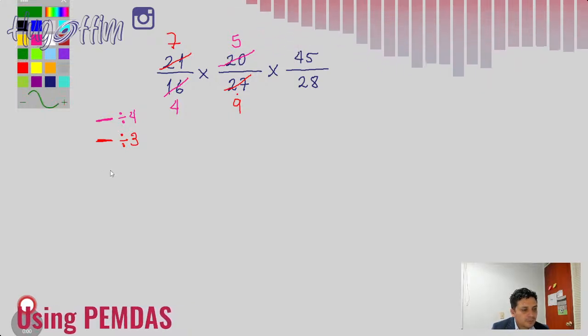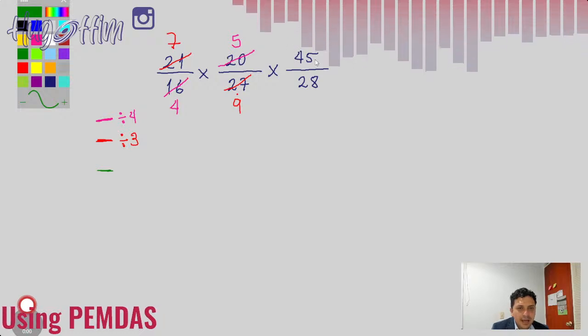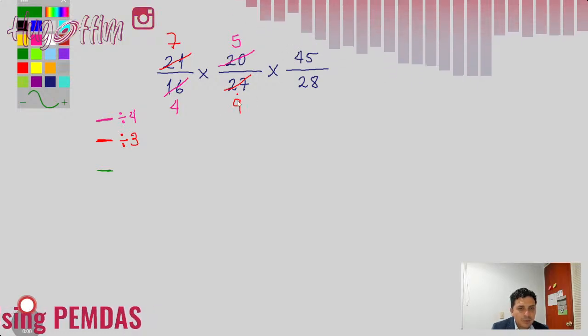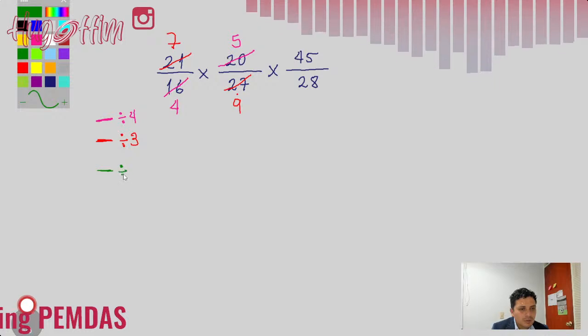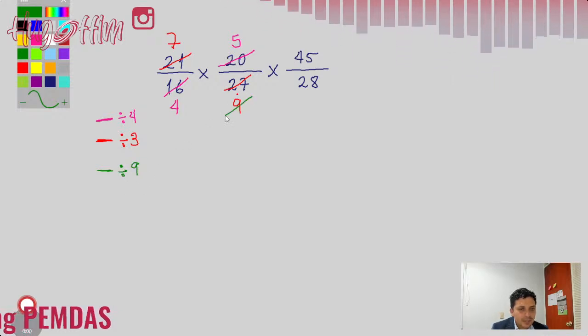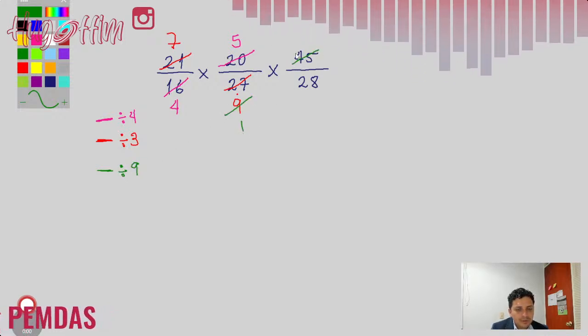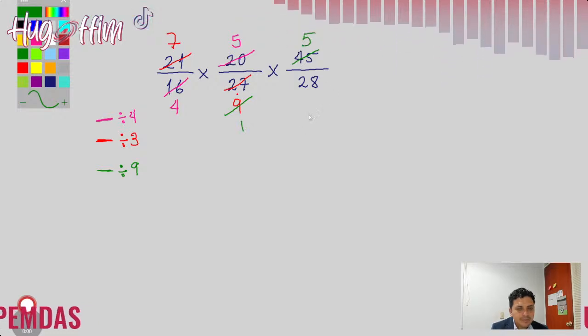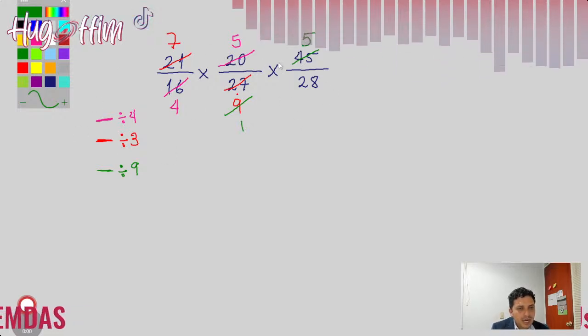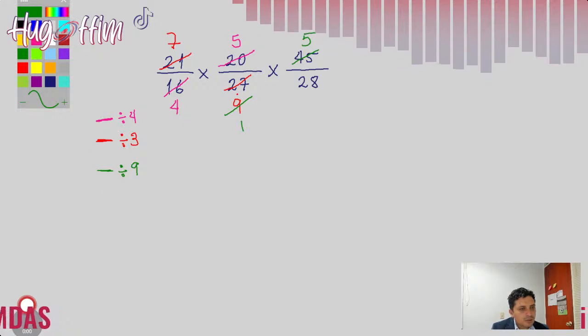For example, here I have 45 and 9. Both are divisible by 9. So I'm going to divide by 9. 9 divided by 9 is 1. 45 divided by 9 is 5. Try to identify more common factors.